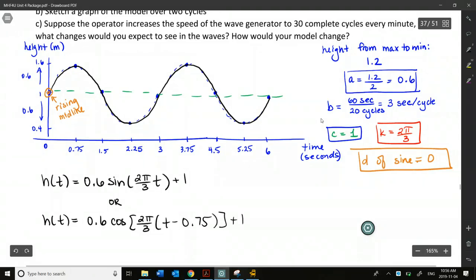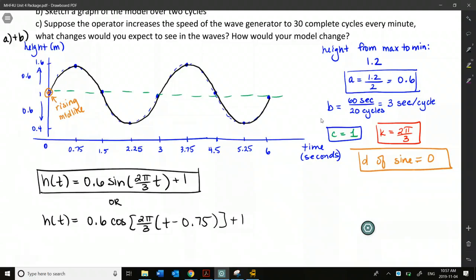So why did we decide that D of sine is 0? Because the rising midline right here is on 0 for x. 3 is technically another option, like 3 to the right. You could have used that as well. Okay, so that's parts A and B right there.